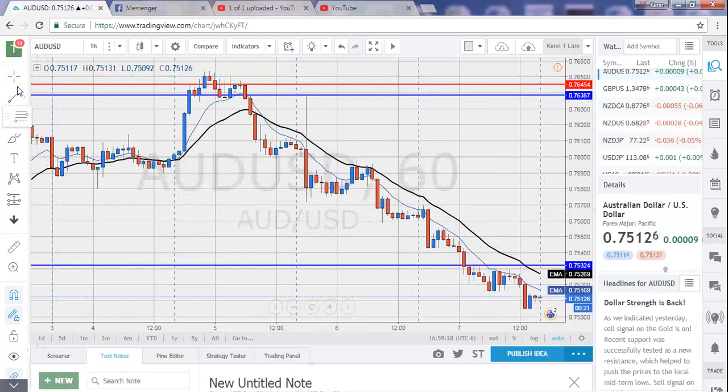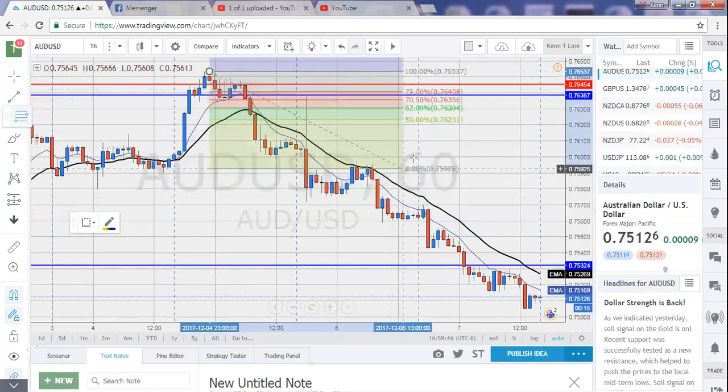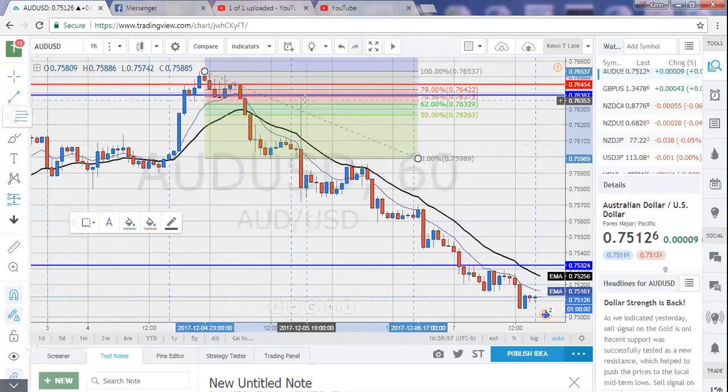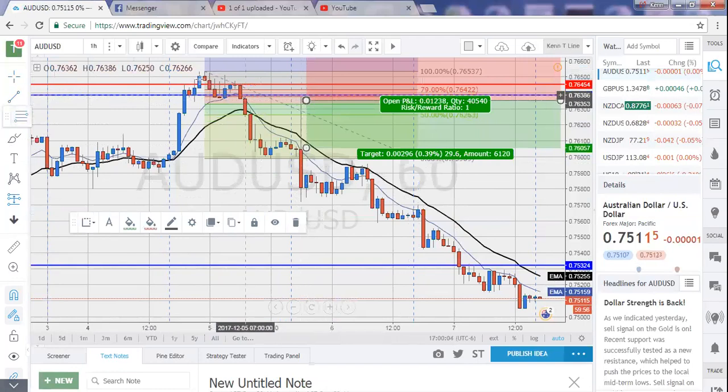Oh, I didn't even draw out. Let me draw this fib out. Let me show you what you would have made on this trade. Somewhere right there. So, of course, our entry would be here. We can put the entry, see if it'll let me put the entry where I want. Right there, okay. Get rid of this fib now.